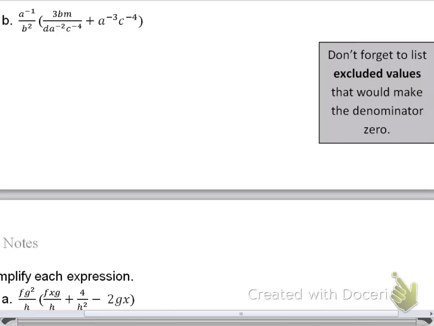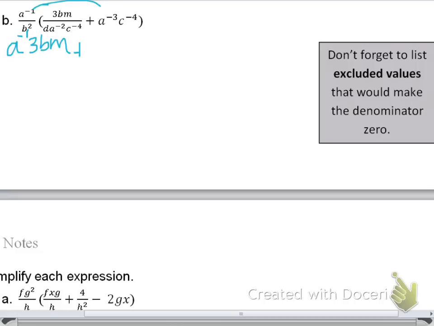Moving on to the next example. The more practice, the better with these problems. Okay, we're going to distribute again. We have a to the negative 1 power. So there's no other a's to combine it with, so that will stay a to the negative 1, and then 3, b, and m. Which technically that 3 should be first, but we can change that later.